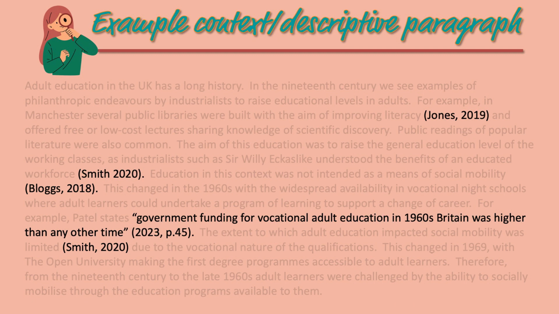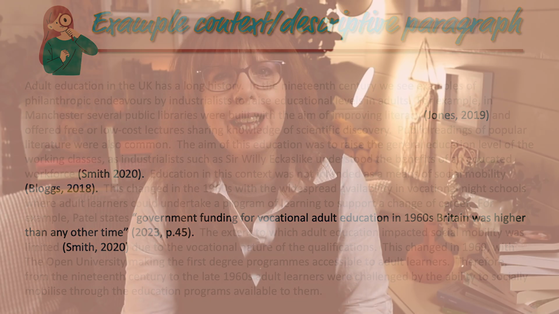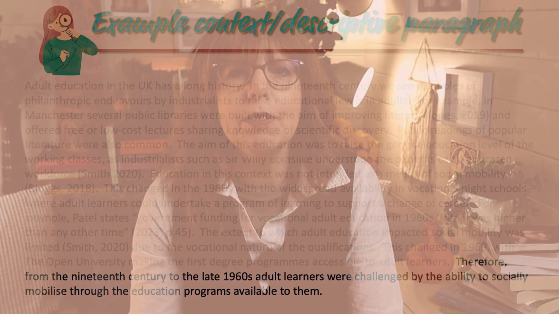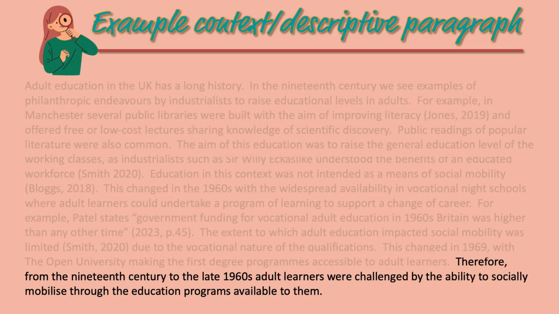There are features of good academic writing here in that the paragraph makes use of formal language. It also makes use of evidence to support claims in the form of in-text references and a quotation. And the final sentence gives a loose signpost back to the question, challenges adult learners might face. As previously mentioned, this paragraph comprises of fictional information, which I made up for the purposes of this example.